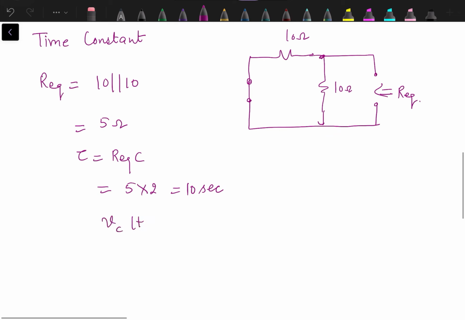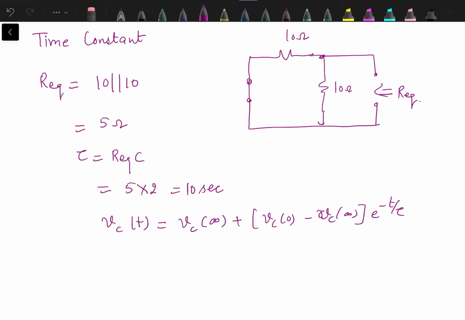Now let's substitute all these values in the expression of voltage across the capacitor. Now what's that expression? That Vc(t) is equal to Vc infinity plus Vc0 minus Vc infinity into e raised to power minus t by tau.